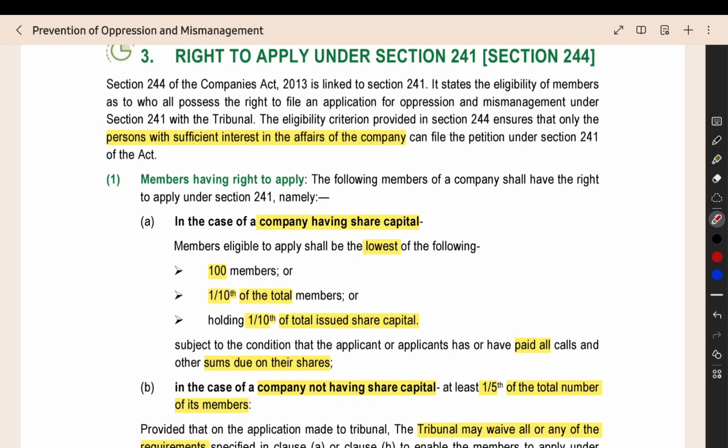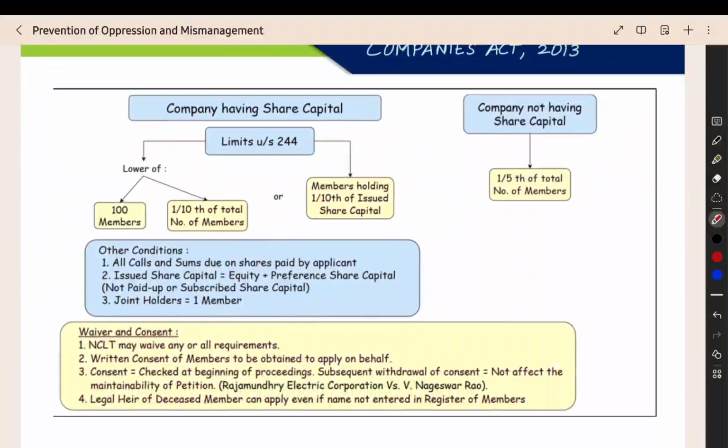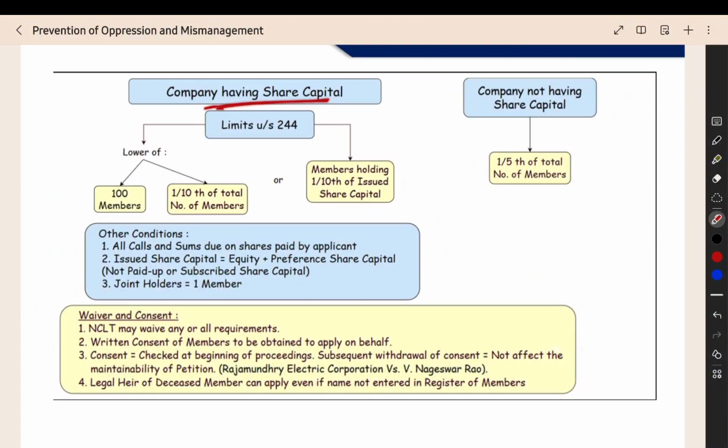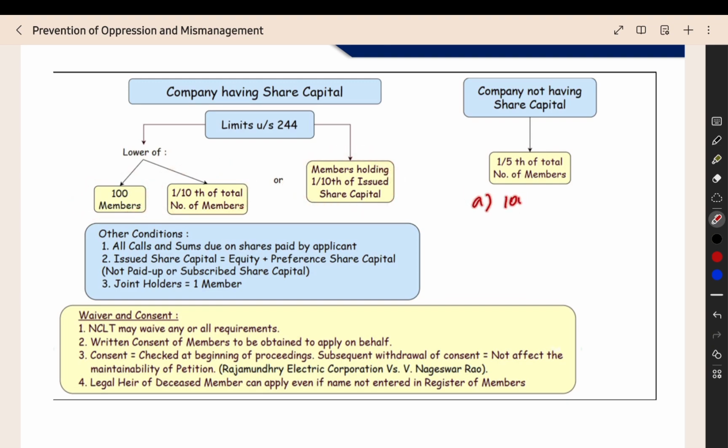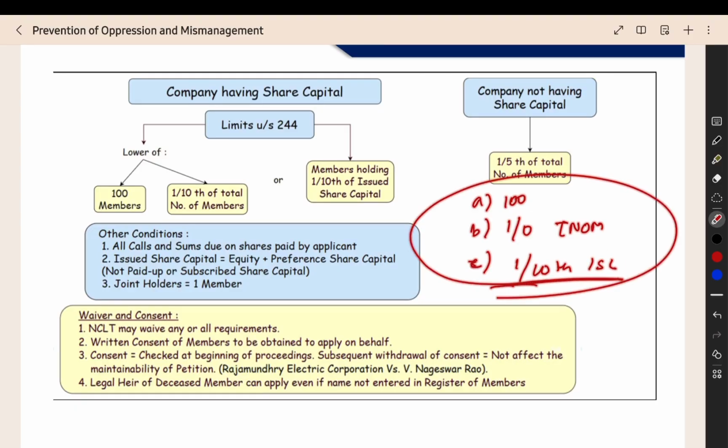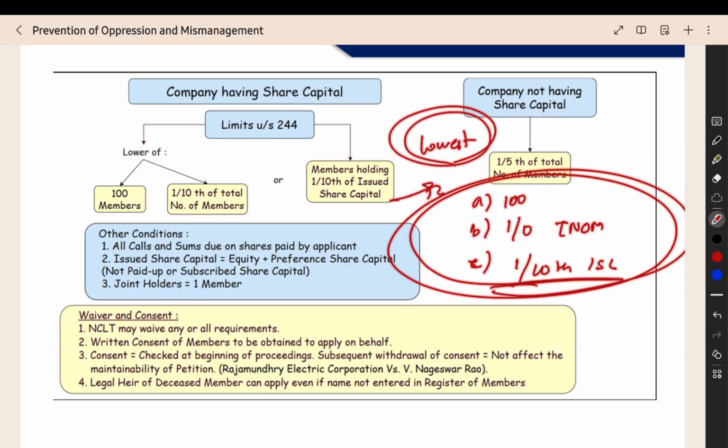Minimum how many members should come together to make this application? A single member cannot make the application. If it is a company having share capital, then the minimum number of members is the lowest of 100 members, or 1/10 of the total number of members, or members holding 1/10 of the issued share capital. Of these three, we have to take the lowest. That number is the minimum number of members.